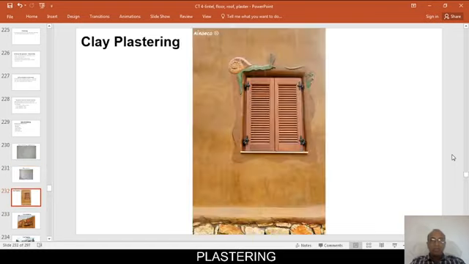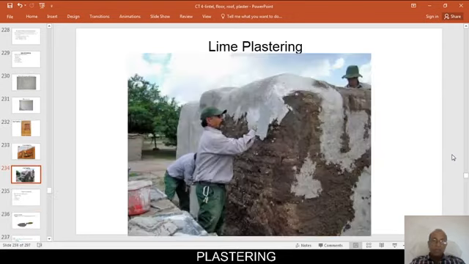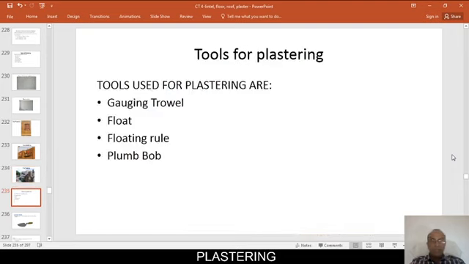This is gypsum plastering, and this is clay plastering, which is used where an abundant quantity of clay is available, and it gives a different effect. Mud plastering is used for low cost construction, and this is not very common nowadays. Lime plastering also is not common nowadays, and here lime is used for plastering.